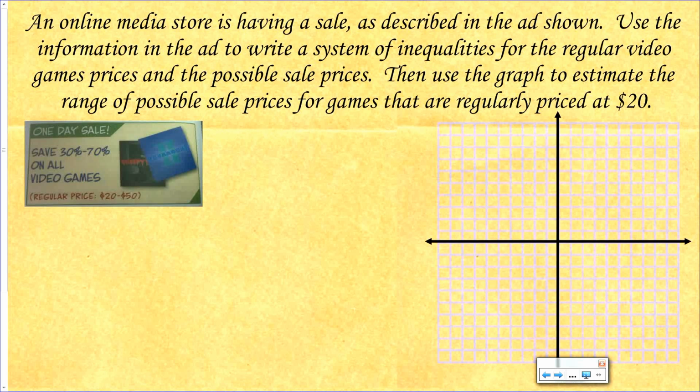Okay, an online media store is having a sale as described in the ad shown, which you can kind of see. I didn't realize it was going to be so dark, so sorry. Use the information in the ad to write a system of inequalities for the regular video game prices and the possible sell prices. Then use the graph to estimate the range of possible sell prices for games that are regularly priced at $20.